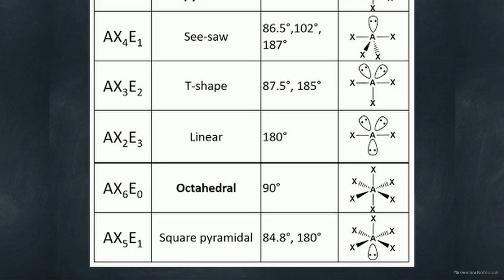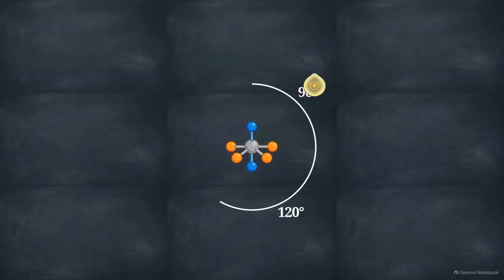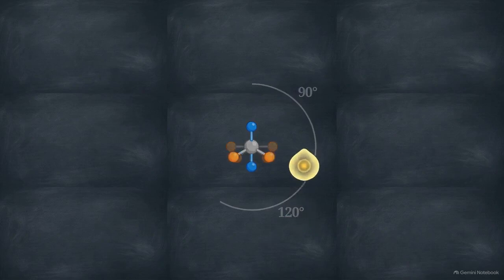Returning to our chart, we see the final major baseline shape, 6 bonded atoms. This forms an octahedral geometry, characterized by perfect 90-degree symmetry across the board. But just one lone pair destroys that perfect symmetry. The cloud forces the remaining 5 atoms slightly upward into a square pyramid, squeezing those 90-degree angles down to 84.8. Geometric stability in complex molecules is a game of survival. Lone pairs will reliably force their way into the positions that offer the widest possible angles.